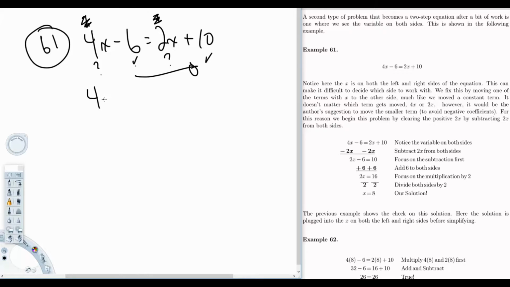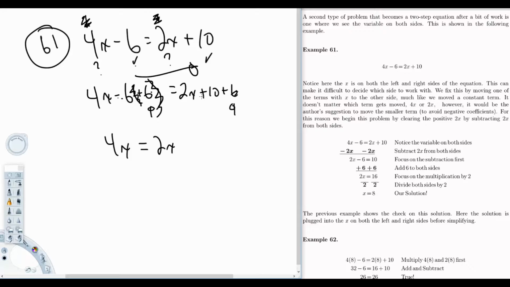So 4x minus 6 plus 6, because I want to get rid of the negative 6, equals 2x plus 10 plus 6. I did my plus 6 here, and I did my plus 6 here. So let's rewrite this. 4x minus 6 plus 6 equals 0, equals 2x plus 10 plus 6, which is plus 16. We're at 16 now. We got this.